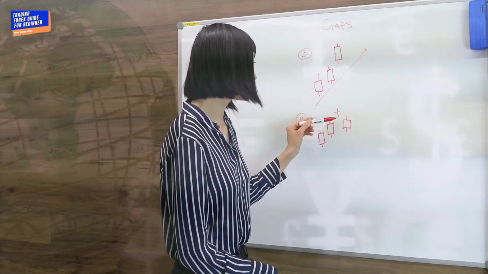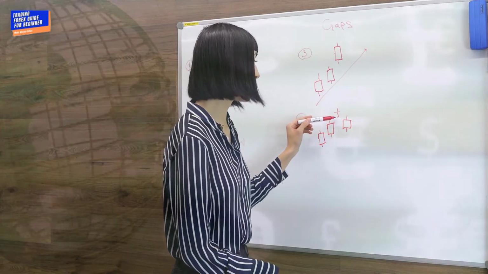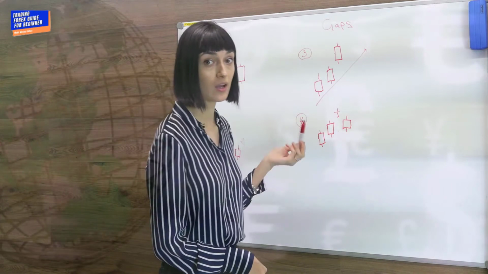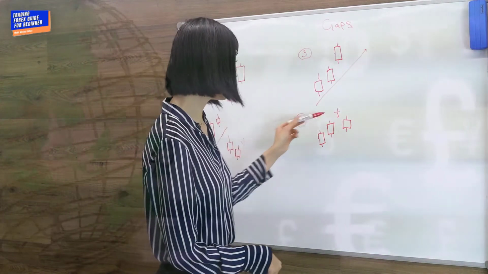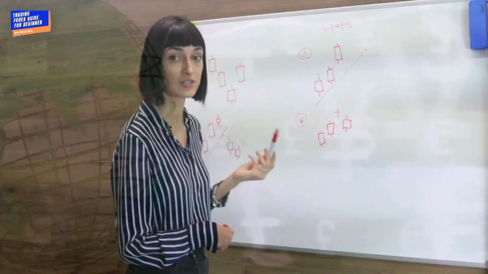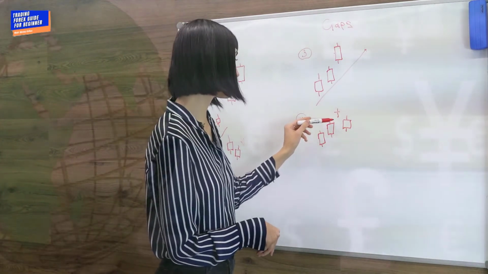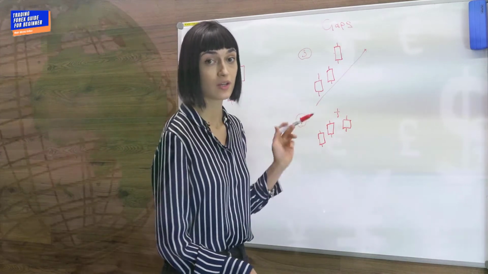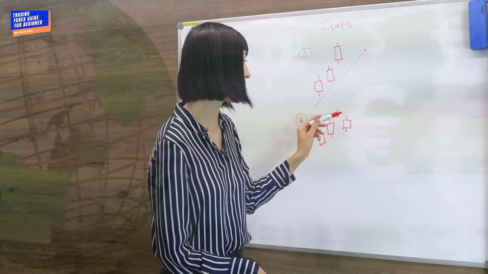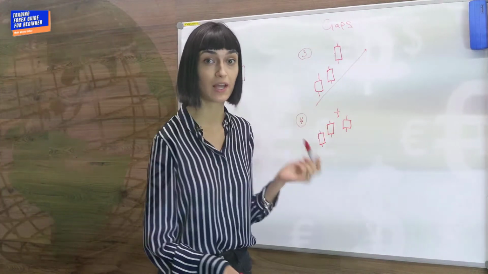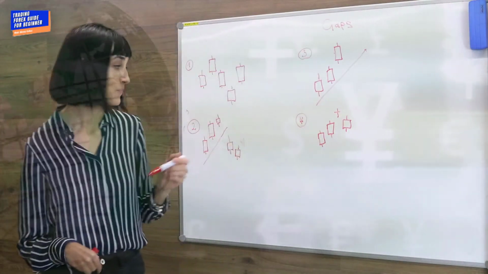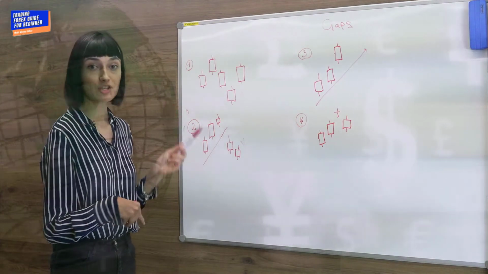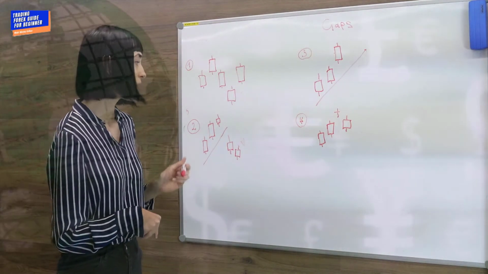A doji candlestick is not an obligatory situation for this gap. However, this is an additional signal after the exhaustion gap, which demonstrates to us that the price will likely reverse. So these are the four major types of gaps.